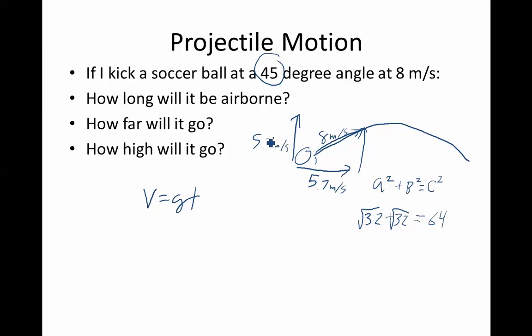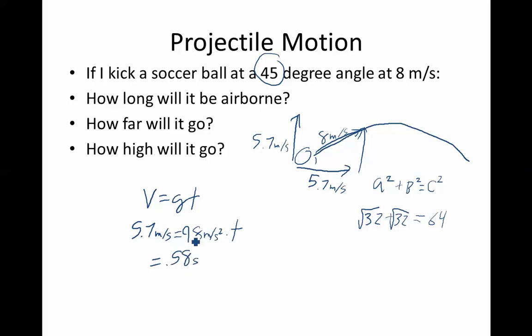So V, the oomph going up, 5.7 meters per second, equals g, 9.8 meters per second squared, times the time. So if 5.7 is the oomph going up, we can solve this to get the time. Now keep in mind, velocity is directional. That means this will give me the time, but it'll give me the time it was going up. Now I'm going to round it out to 0.58 seconds, okay?